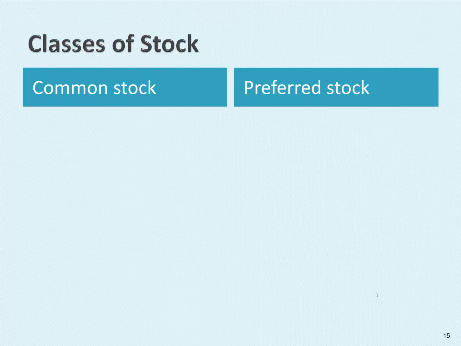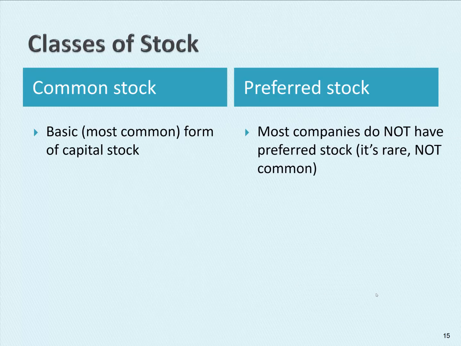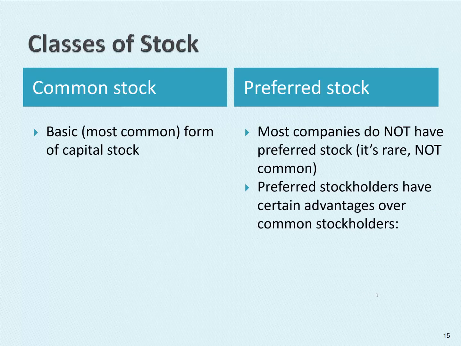Now let's talk about the two classes of stock, common stock and the more rare preferred stock. Common stock is the most common, obviously, form of capital stock. Preferred stock is actually pretty rare. Most companies do not have preferred stock. If a company does have preferred stock, the preferred stockholders have some advantages over common stockholders.